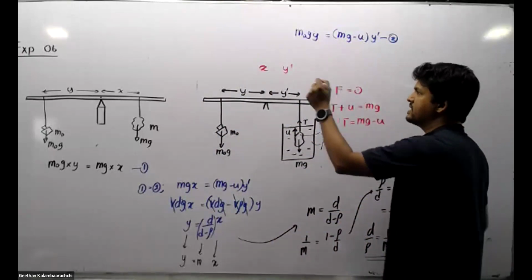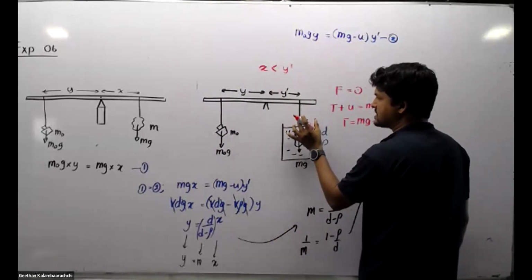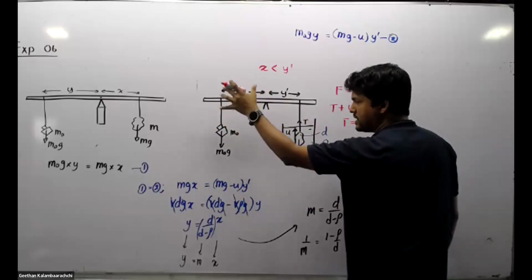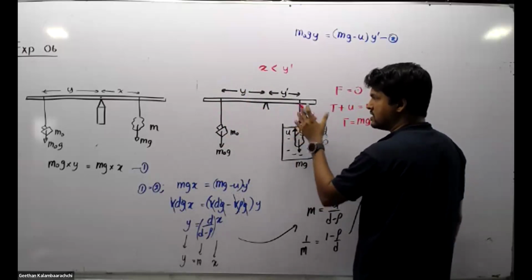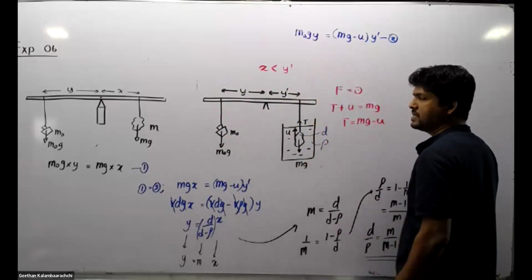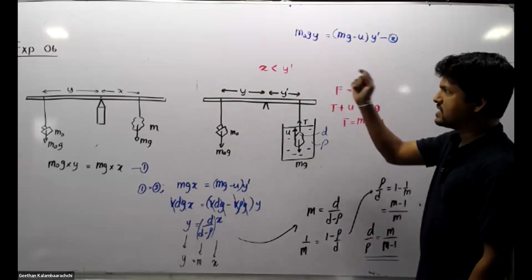Y dash is greater, right? Because the tension is less. Now on this side the torque did not change, the moment did not change. So on this side the tension reduced, so the length has to increase in order to balance it again, right? So y dash is greater than x.